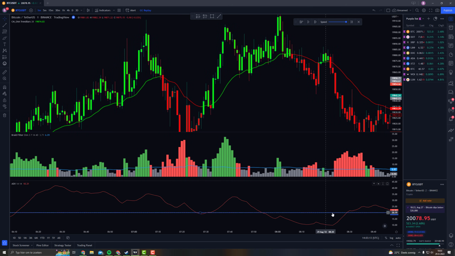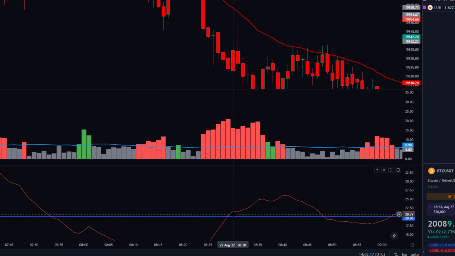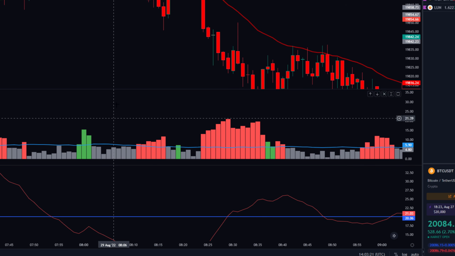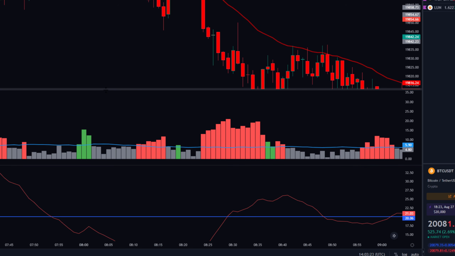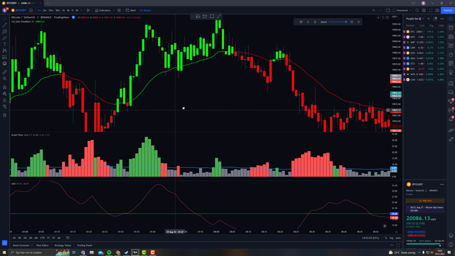And the point of having it on the 20 is that we are only trading if this line is above the 20 level. So that's why it's important to have a line there or some kind of visualization. Otherwise you always have to check with your mouse what the current value is.